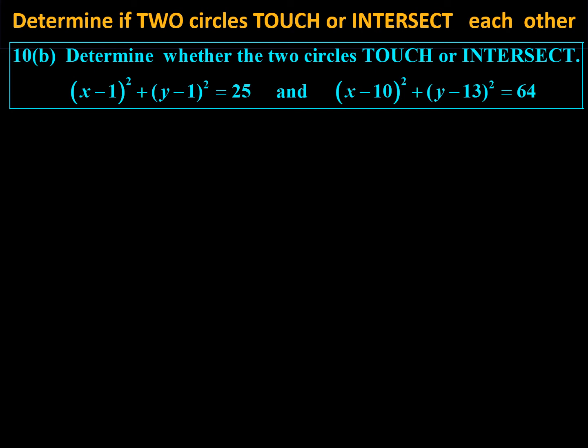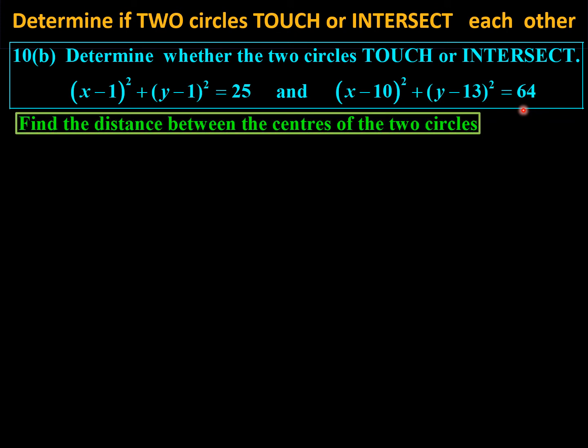Now let's look at our second pair of circles. There we have 2 circles. First of all, let's see what we have here. What are the centers? 1 and 1, and the other center is 10 and 13. This one's radius is 5, and that one's radius is 8. So from the equations, we can get the center and the radius.